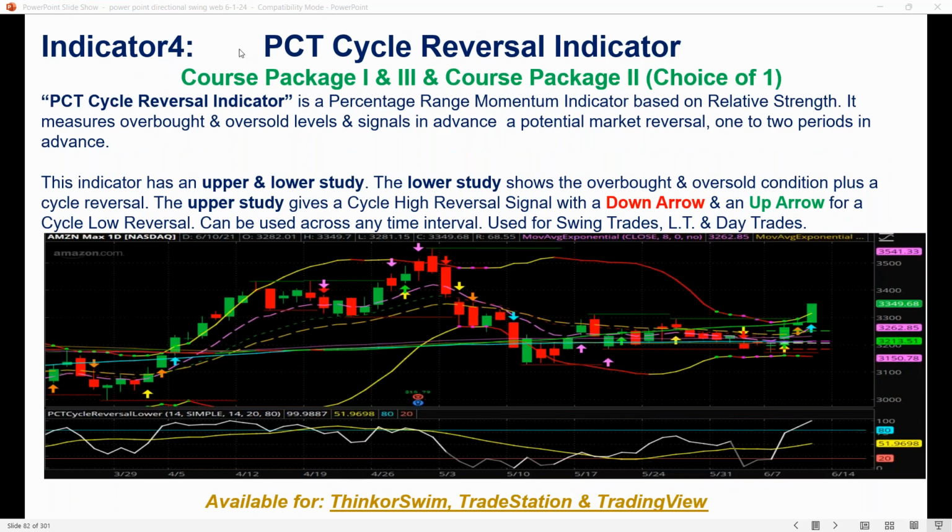Indicator 4 is a choice you would get if you had the choice of 1, or you get this in course packages 2 and 3 with all the indicators. This is my cycle reversal indicator. It has an upper and lower study. The upper study shows you the cycle reversal arrow. The lower study is the tool that actually gives you the signal, and it also gives you overbought and oversold conditions. I'll show you how to set this up. This is such a great indicator. Use this every day, all day long, for everything. Thinkorswim, TradeStation and TradingView are the platforms that this is available for.